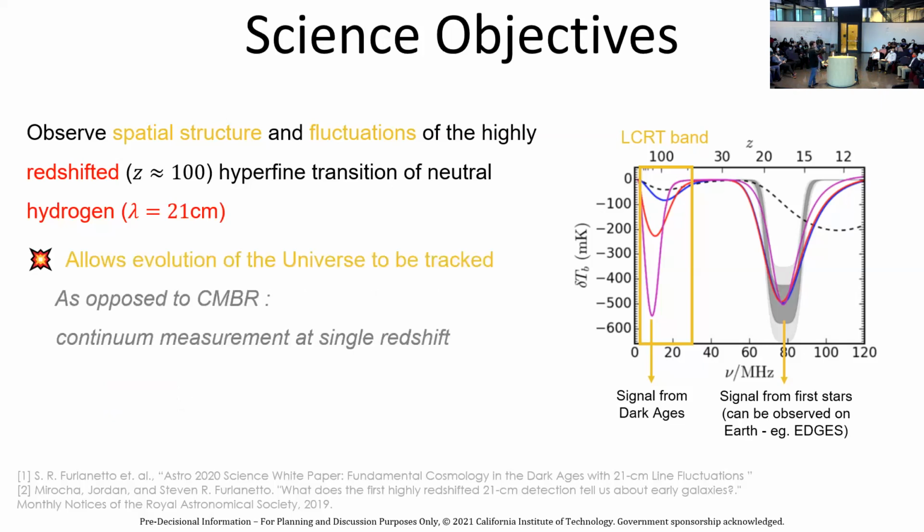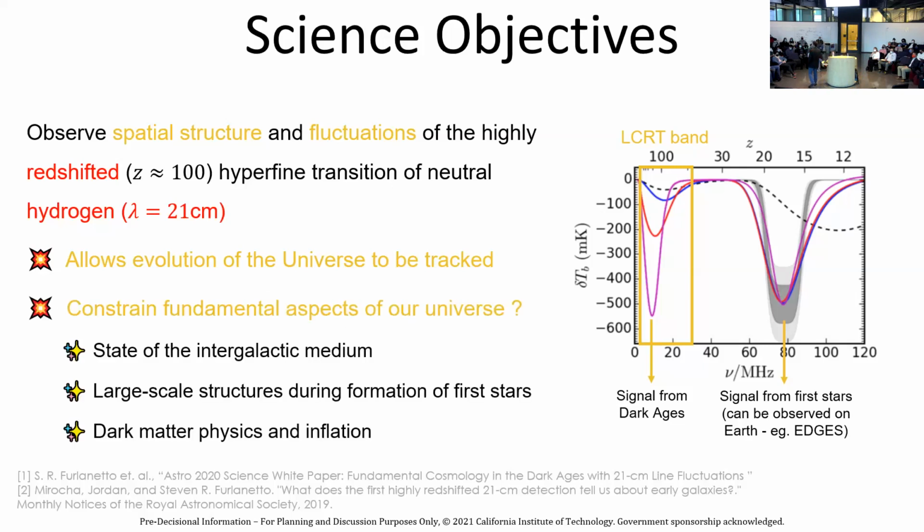As I said previously, this is different from CMBR, the cosmic microwave background, because that is a one-time shot, whereas we can potentially get a time lapse. So that has a lot more data in my eyes. Finally, this allows us to constrain things like the intergalactic medium, the state of large-scale structures, dark matter, and inflation. Inflation is a crazy thing.